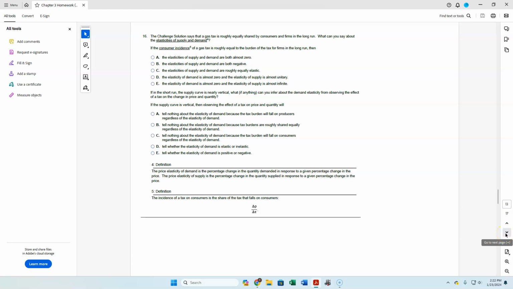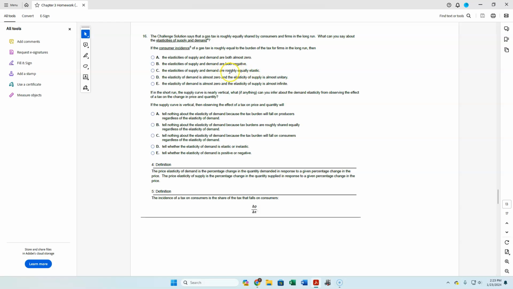Number 16. This is largely definitional as well. Here we're just talking about what happens if the gas tax here is roughly shared equally by consumers and firms. And what could we say about their elasticities? Well, then they must be roughly equally elastic.